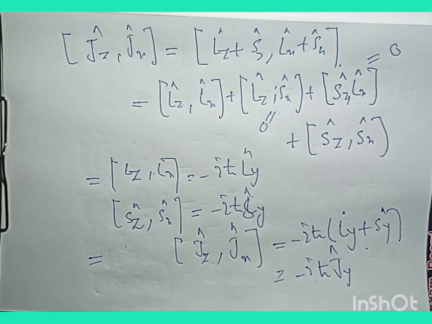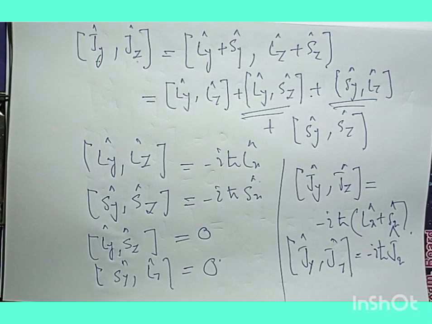So this is how we obtain the commutation relation between the different components of angular momentum. The relations that we have obtained for different components of angular momentum reflect the fundamental rotational symmetries of quantum systems, and they are essential for understanding the behavior of angular momentum in quantum mechanics.